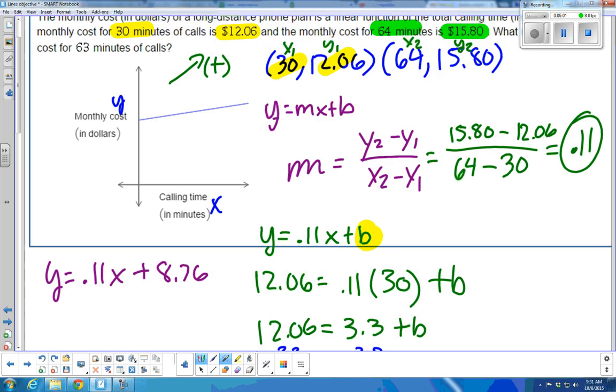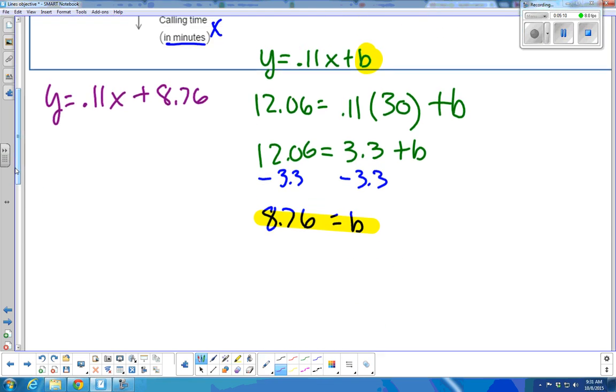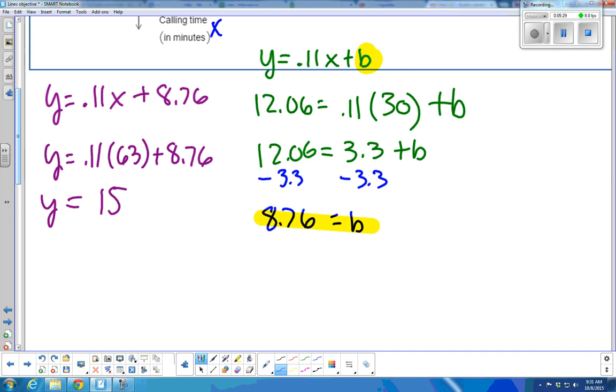Well, is that an x value or a y value? Right here, it says minutes is an x value. So I'm going to plug that into my equation for the x variable. So I have y equals 0.11 times 63 plus 8.76. I'm going to work that in my calculator real quick. So I get 0.11 times 63, plus 8.76. I get 15.69. Hey, that's not so bad.